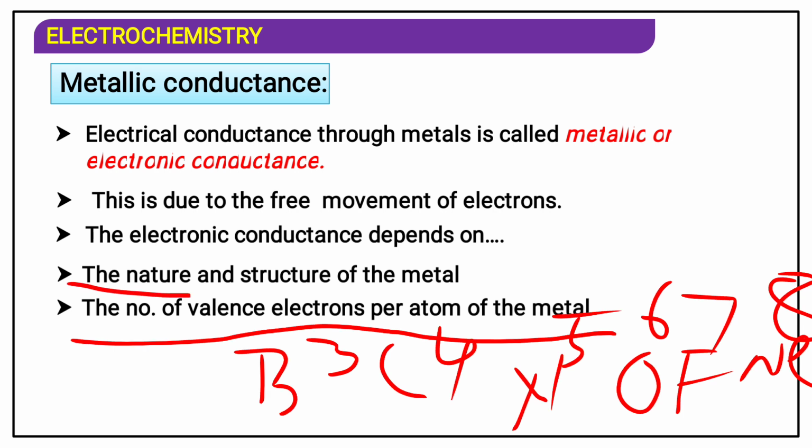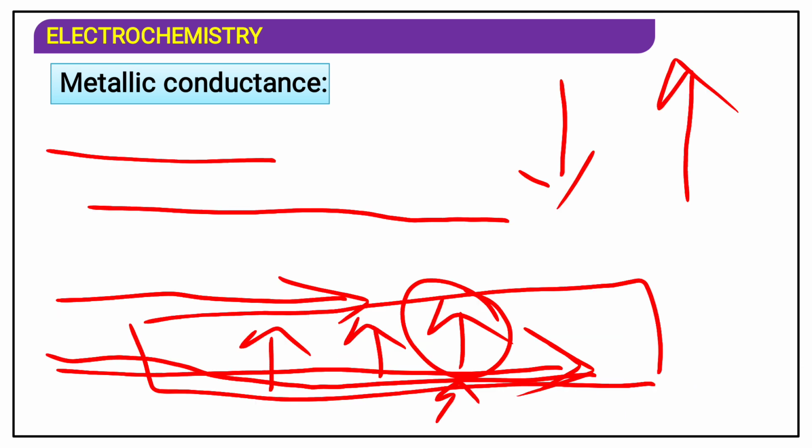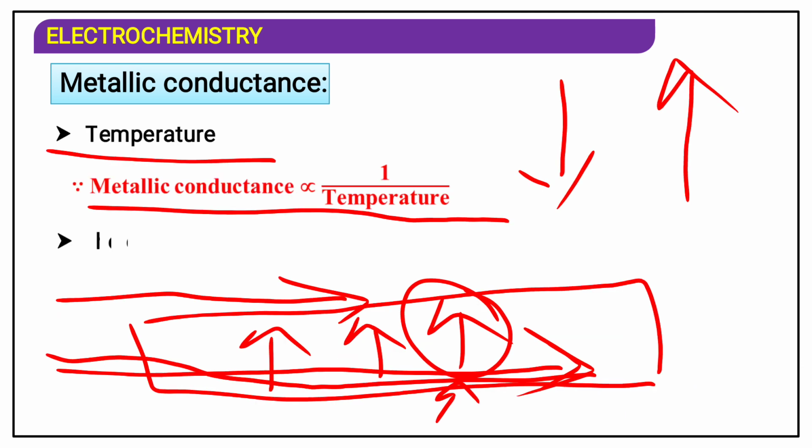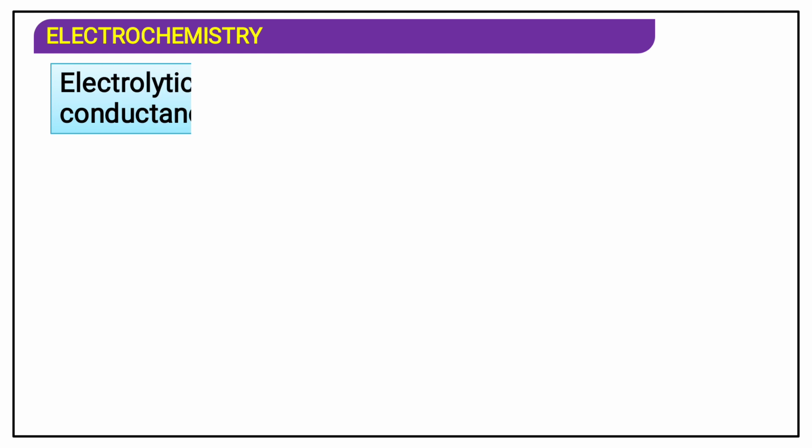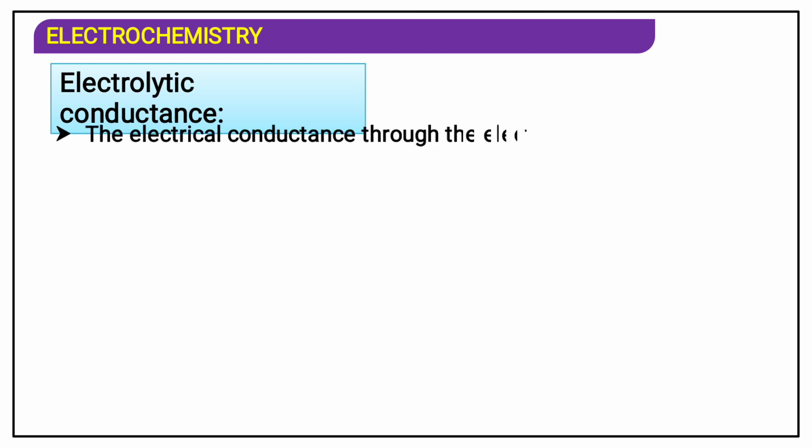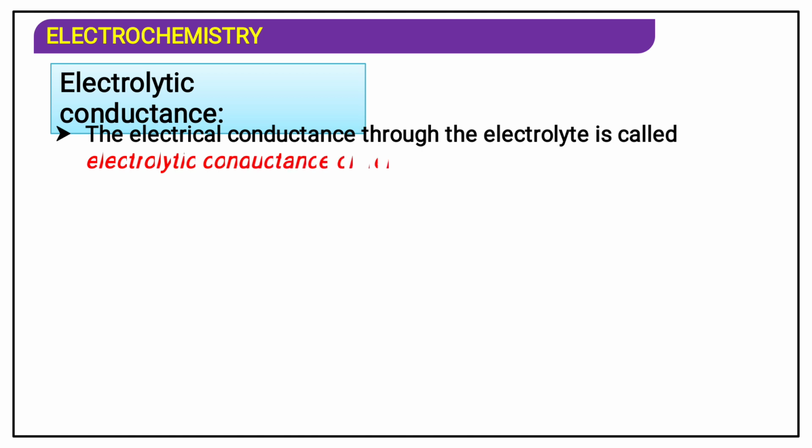And also very important, the nature and the structure of the metal also affect the metallic conductance. Please note down all these factors which are affecting the metallic conductance. Okay, next one is electrolytic conductance. Let us see what is the meaning of electrolytic conductance. Electrolytic conductance is nothing but the electrical conductance through the electrolyte.